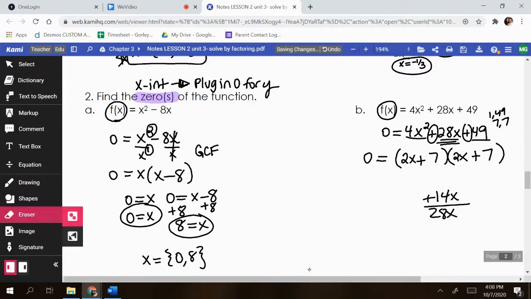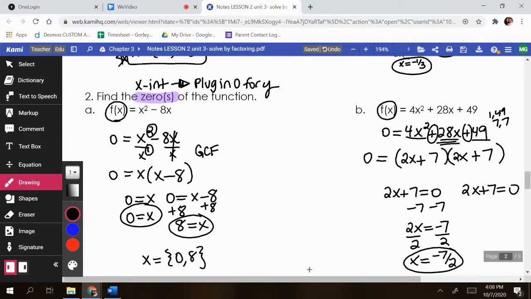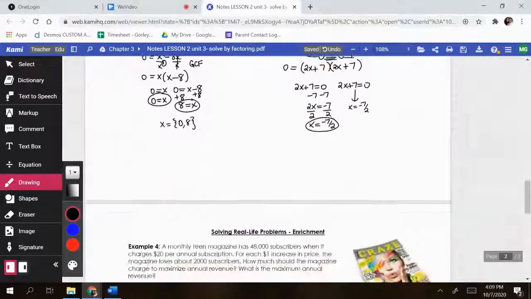Okay, now that we have it factored, let's set each factor equal to 0 and solve. We have 2x plus 7 equals 0, and again, 2x plus 7 equals 0. If I subtract 7 from both sides, we get that 2x is negative 7. Divide both sides by 2, we get negative 7 halves. And really, if I were to solve this, we would get negative 7 halves as well. You only have to write it once, though. Okay, just x equals negative 7 halves.